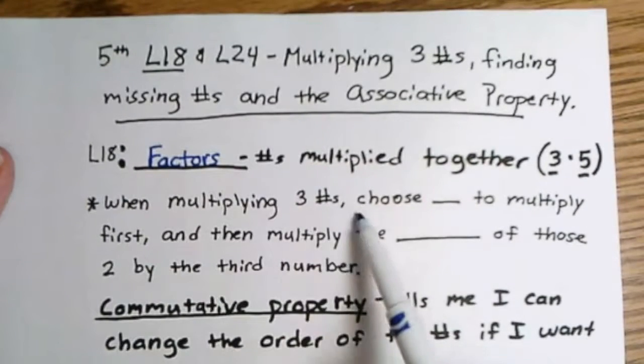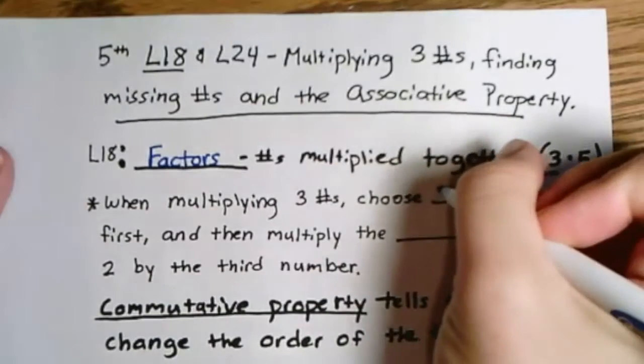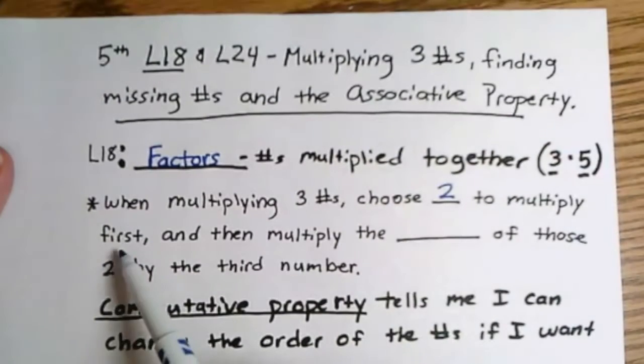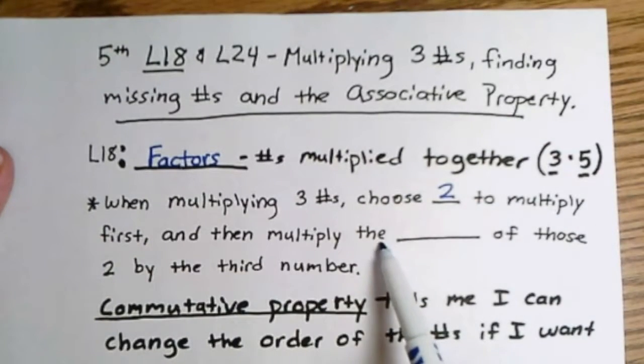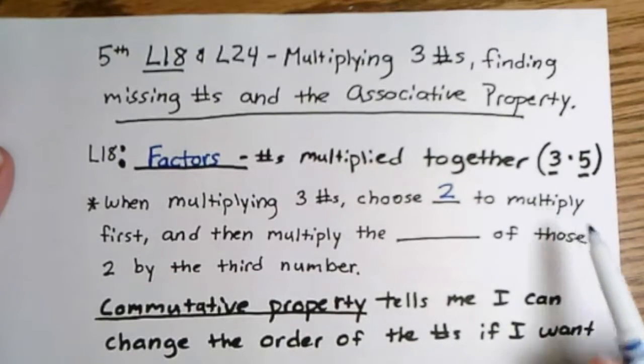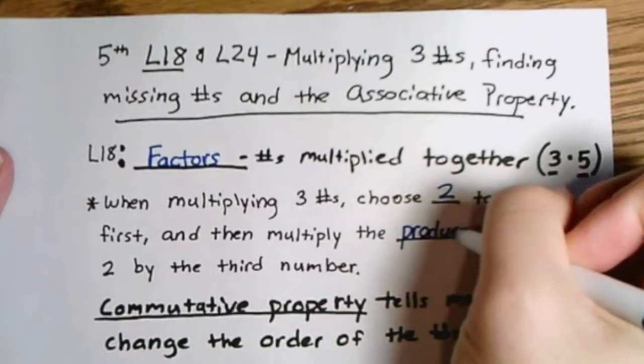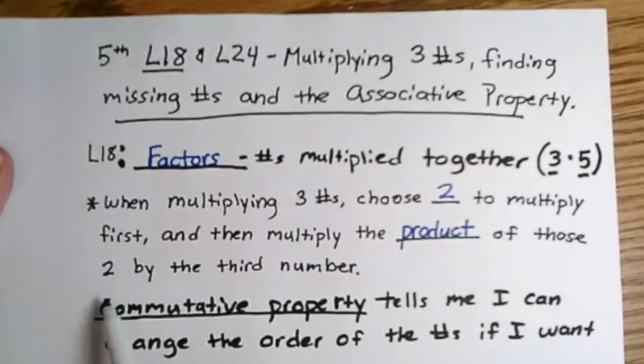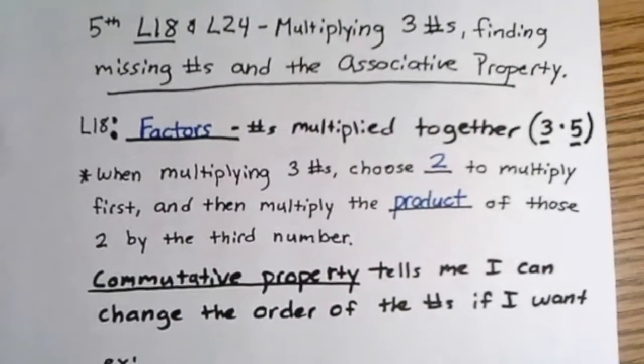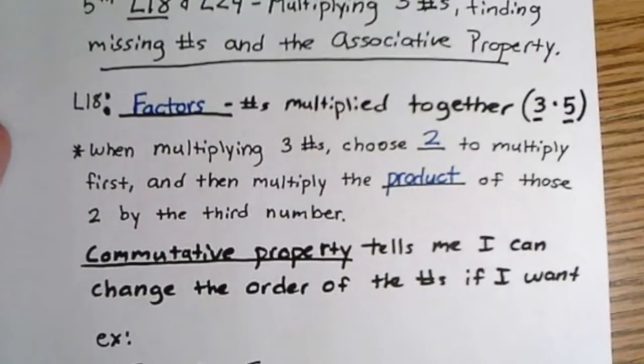When multiplying three numbers, choose 2 to multiply first, and then multiply the, what do we call when we multiply two numbers together and get an answer? The product of those two by the third number. Now the commutative property tells me that I can change the order of the numbers if I want to.